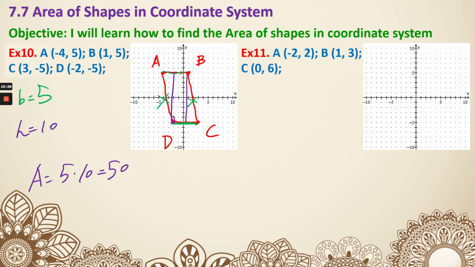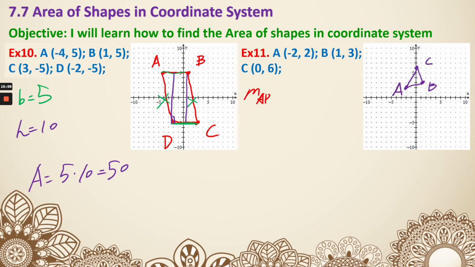Lastly, example 11. A is -2, 2. B is 1, 3. And C is 0, 6. Connect them, A to B, B to C, C to A. If you feel like it's not quite clear which one is the actual right angle, you can choose to check all the slopes. Let's actually do that.